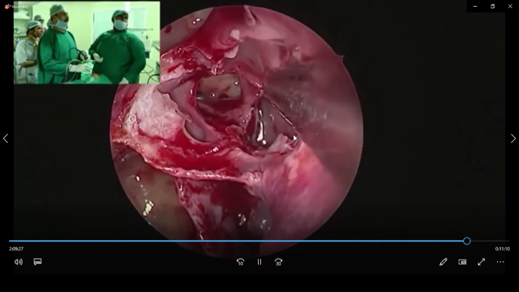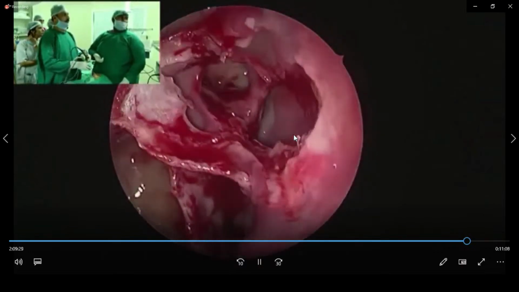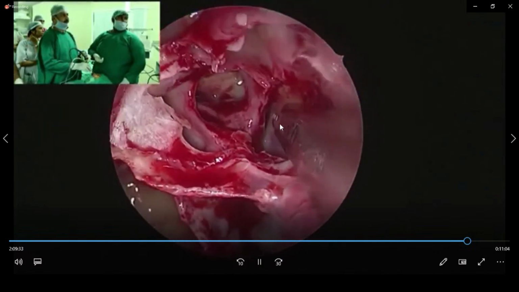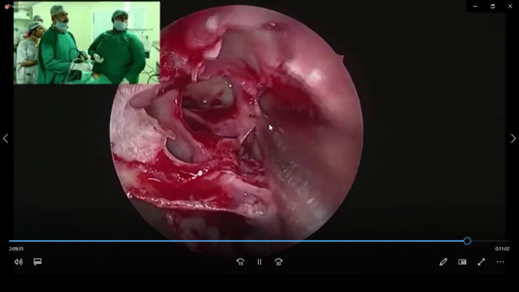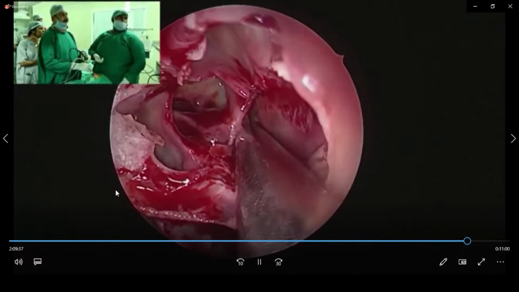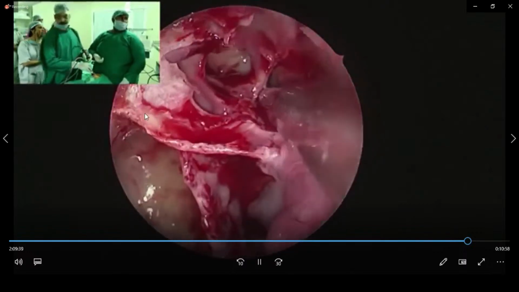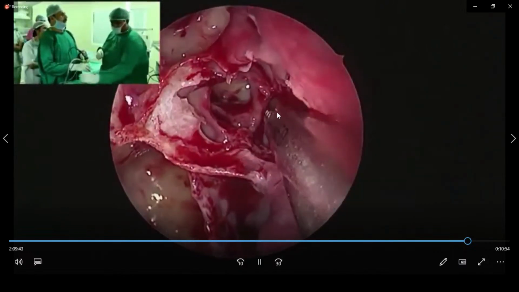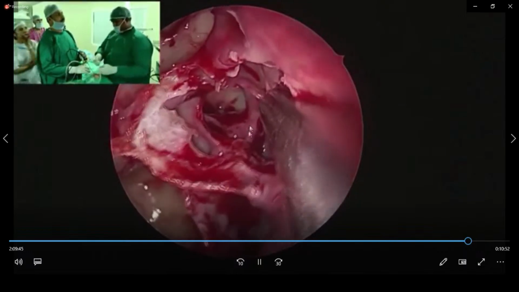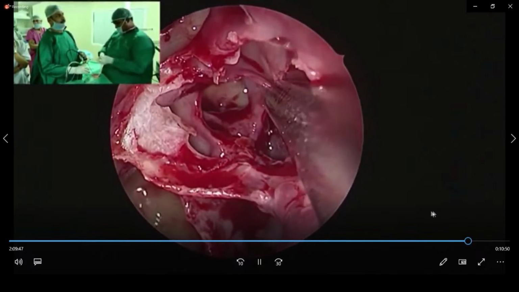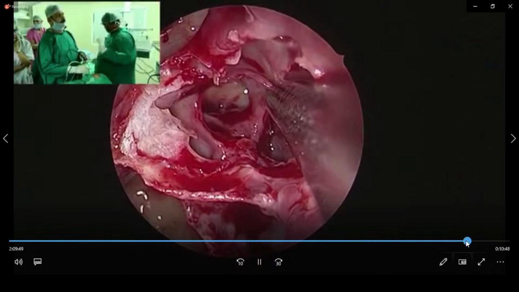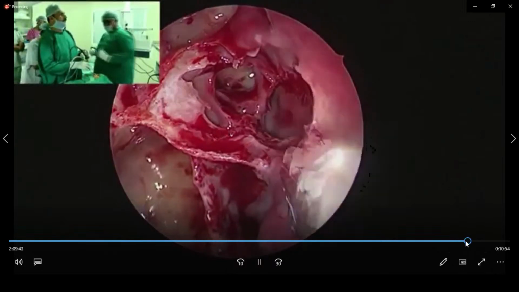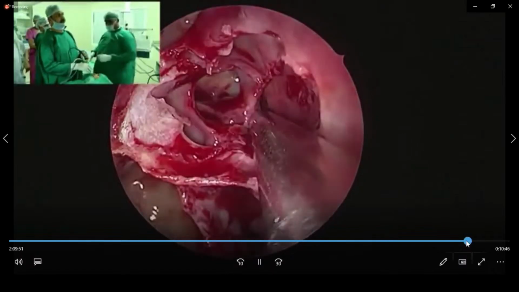See this? Remove the inferior part of the superior turbinate. Keep removing. This is the septum. Then go flush along the septum, but not above the level of the maxillary line. That's the maxillary line here. So go along the septum, removing the superior turbinate, along the maxillary line. See this?